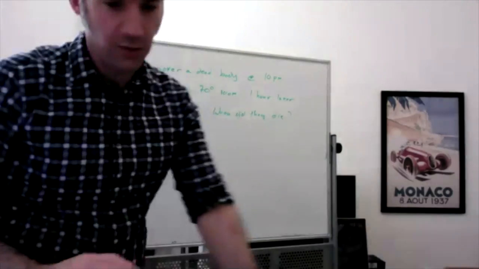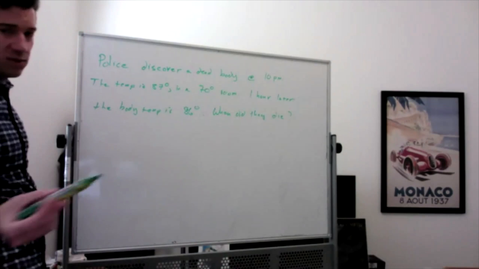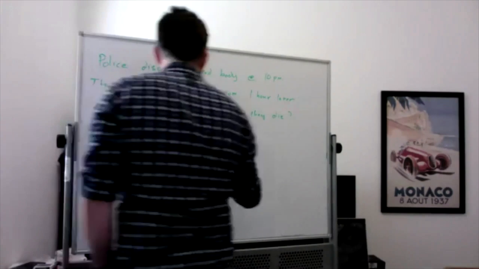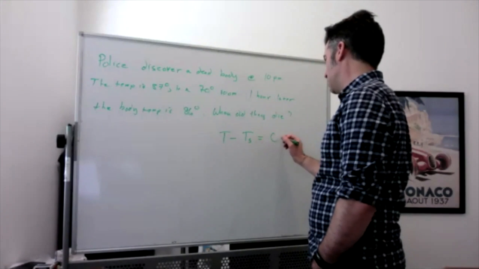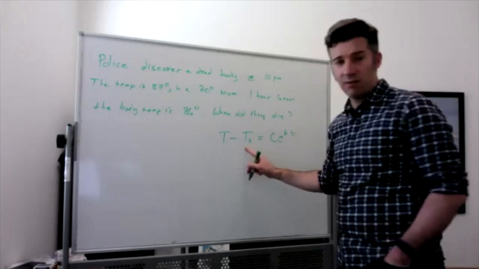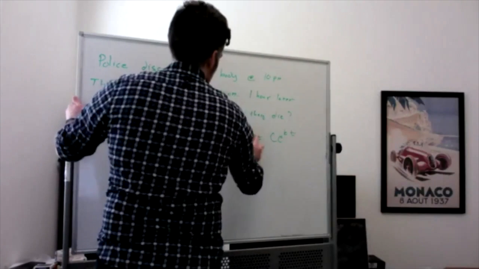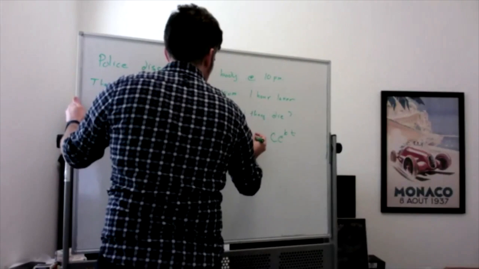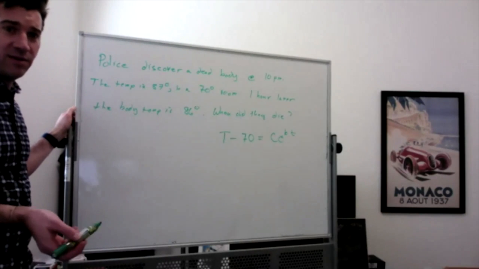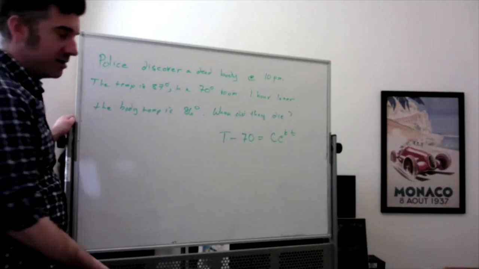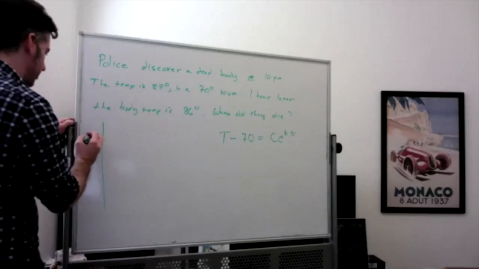Okay, so same idea. We're going to make a table. Well, I should say first, I'm going to write the equation. We know our equation is temperature minus surrounding temperature equals C e to the kt. I'm going to plug in for surrounding temperature that value of 70. And I guess they're just leaving the dead body in the room for an hour. Okay, that seems suspect. So let's make our table.